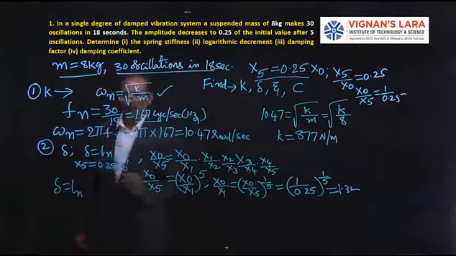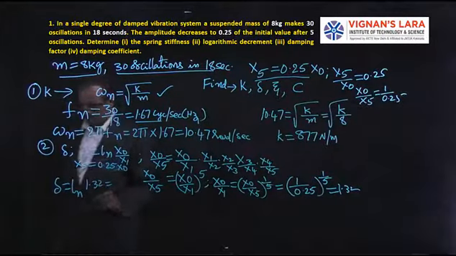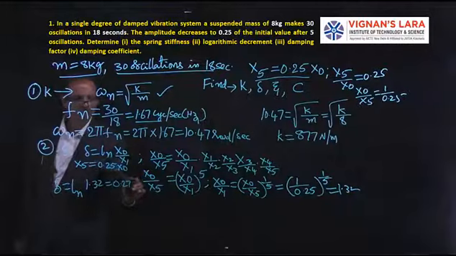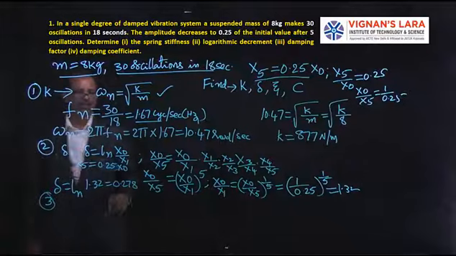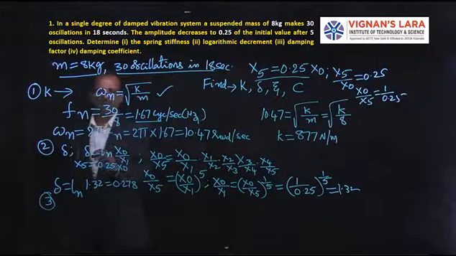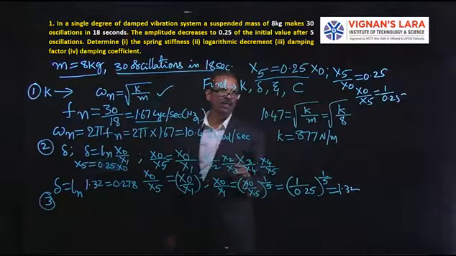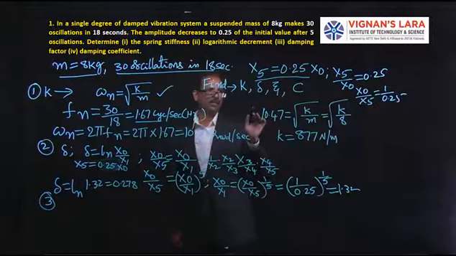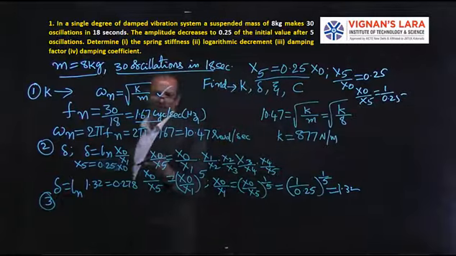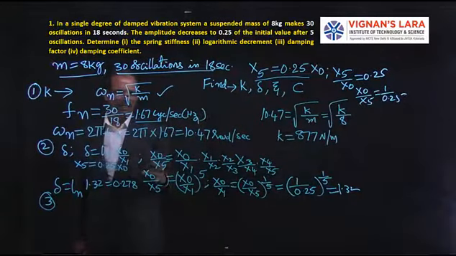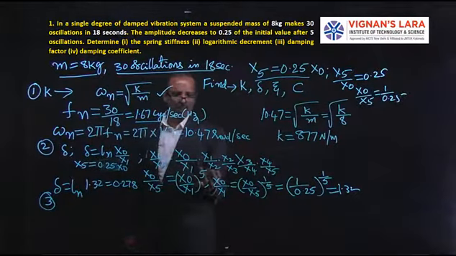Then delta is equal to log x naught by x1, so that is log 1.32, which gives 0.278. So the second part, delta, the logarithmic decrement, is calculated by the simple relation log x naught by x1. We are given the value of x5 is equal to 0.25 times x naught. From there I got this relation, and from the basic fundamentals, the definition of log x naught by x1 is delta, the logarithmic decrement.